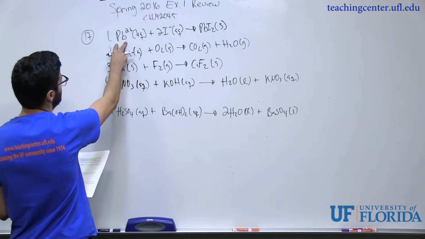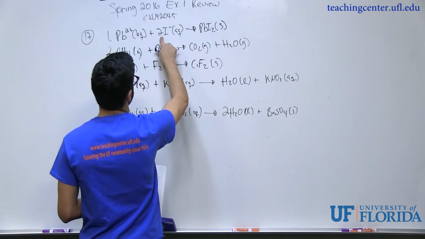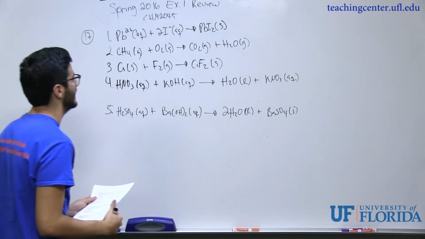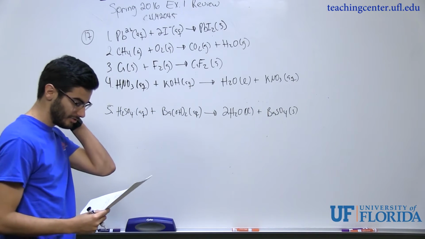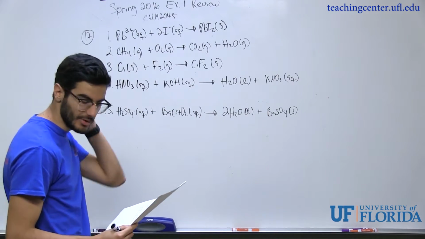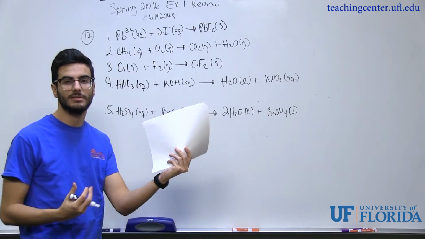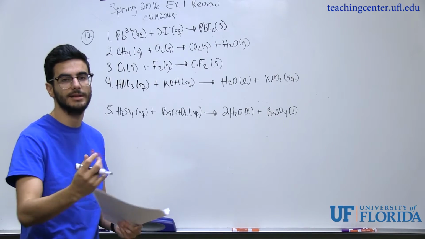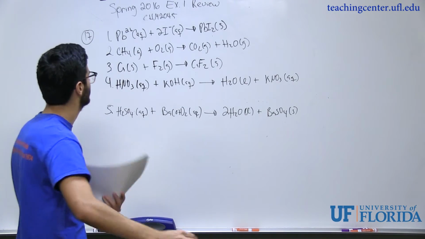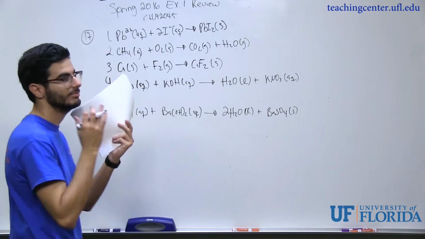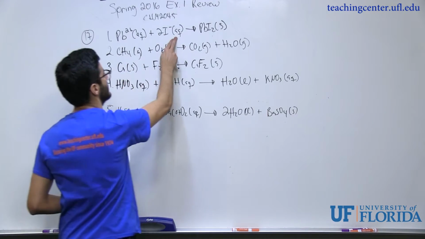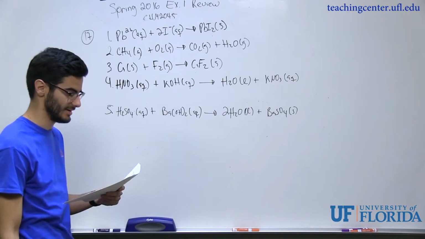So we have lead 2 plus plus iodine making lead iodine. The first thing it's saying is it's a precipitation reaction. Well, is that true? Remember, a precipitation reaction is an aqueous plus an aqueous making a solid plus probably a liquid or something. That doesn't matter. We really just need aqueous plus aqueous making solid. So it is a precipitation reaction.